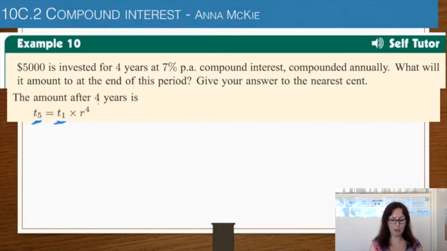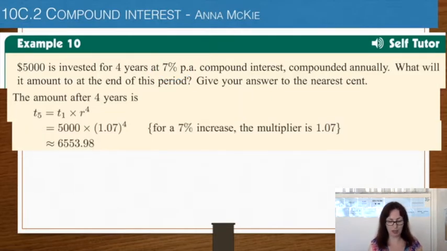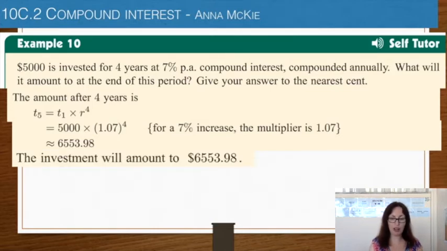We have our initial term multiplied by R to the power of 4. That's our n take 1. Thinking about what our multiplier is going to be, with 7% there, we'll have 1.07, and our T1 is our initial amount of $5,000. Giving our total amount there, with a dollar symbol, $6,553.98. Always good to answer in a sentence. If it asks you in words, what will it amount to at the end of this period? The investment will amount to that much money.